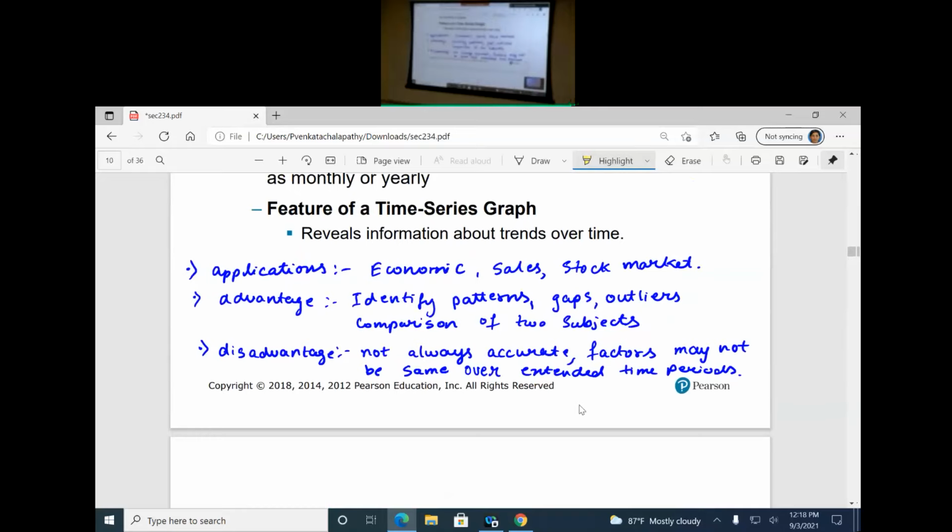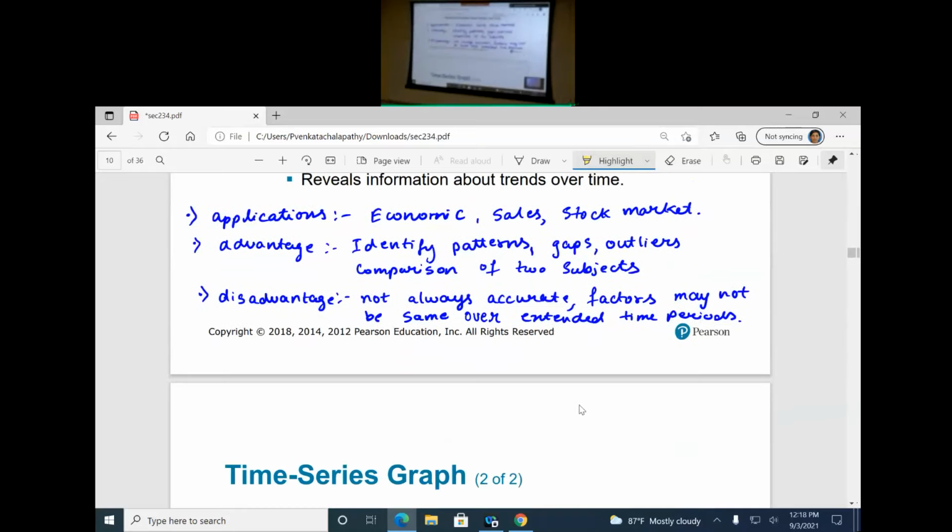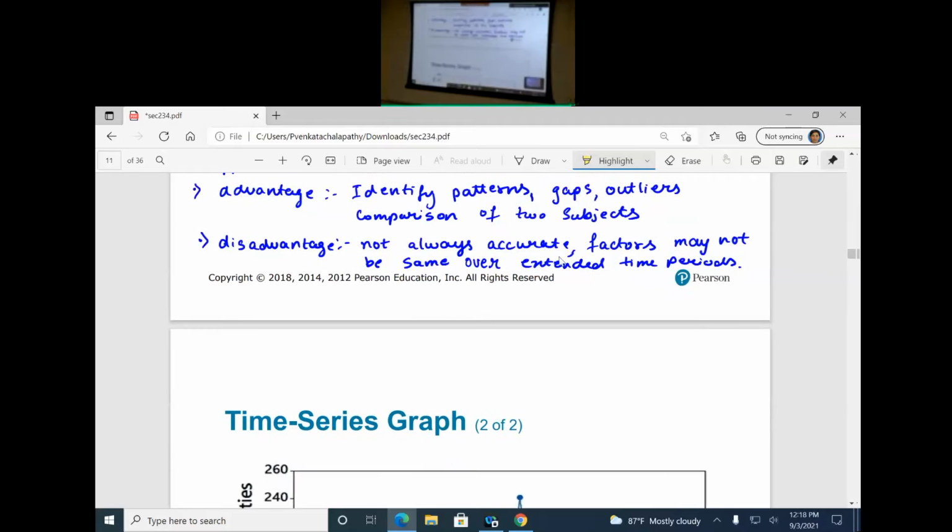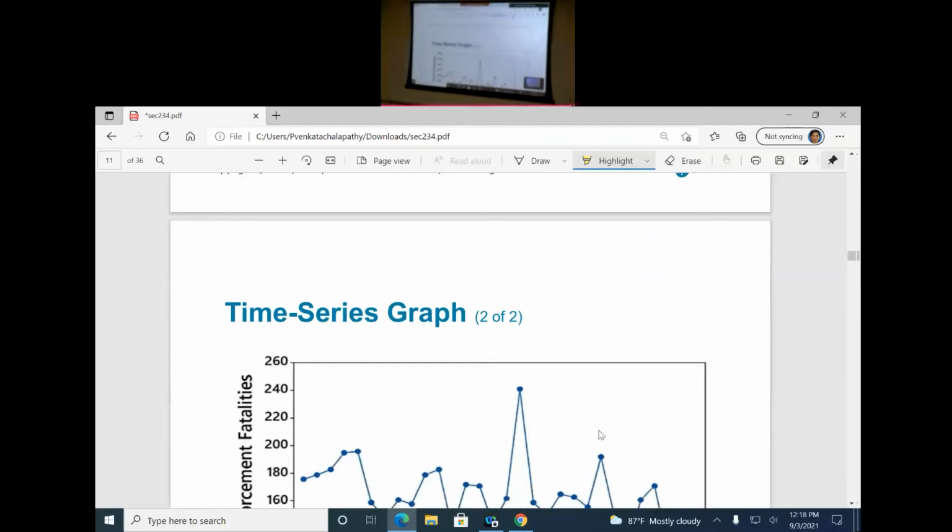That's the main advantage. And disadvantage is that if you want to construct this graph for an extended time period, that will not be a good idea. So you cannot have the same graph constructed over an extended time period. And the data here which you construct may not be accurate always. So that is the main disadvantage.